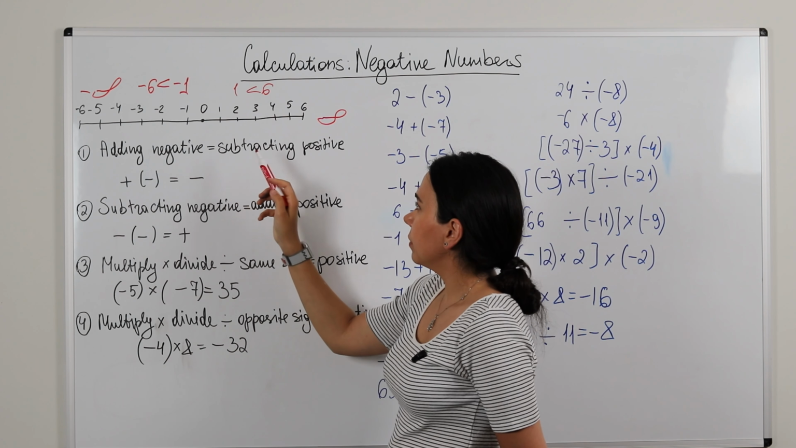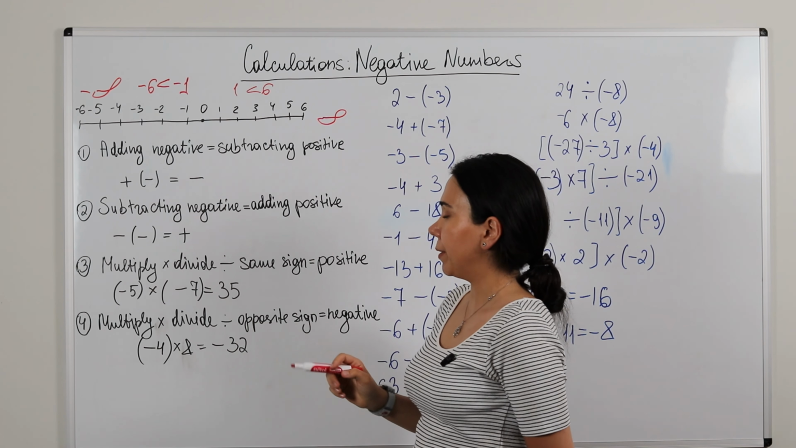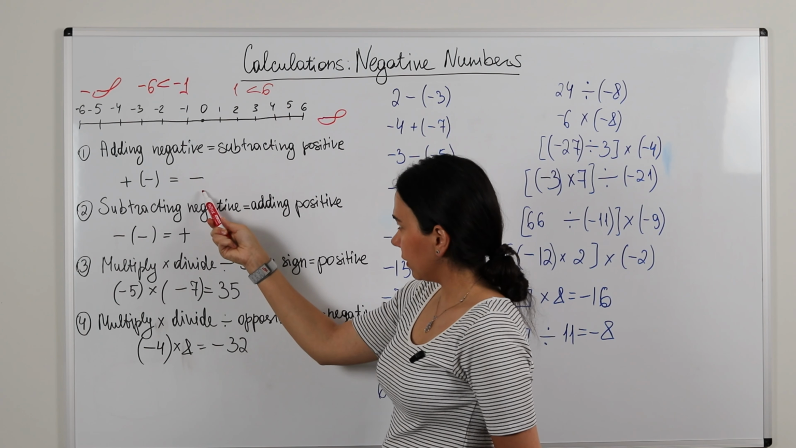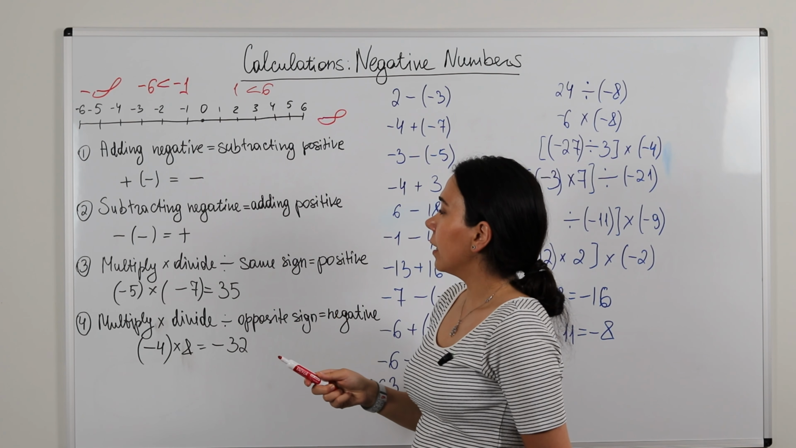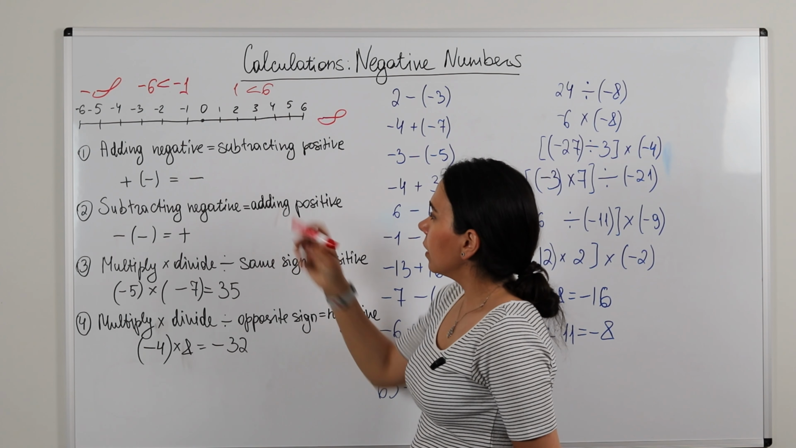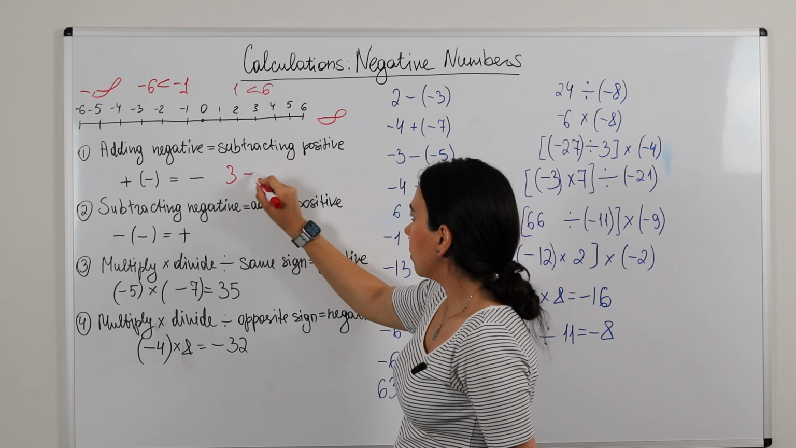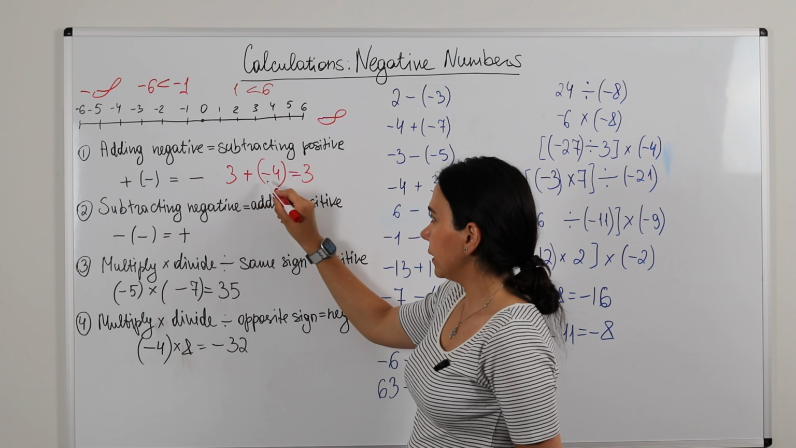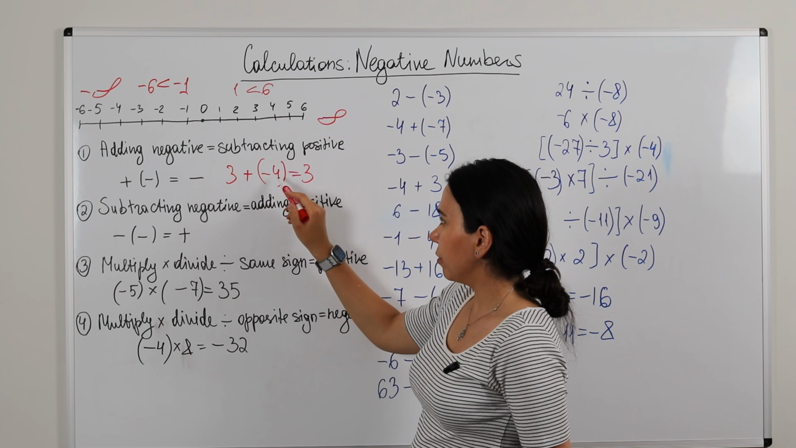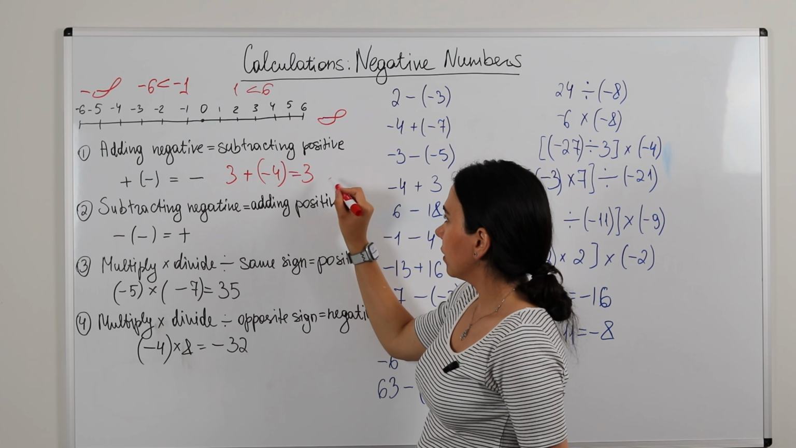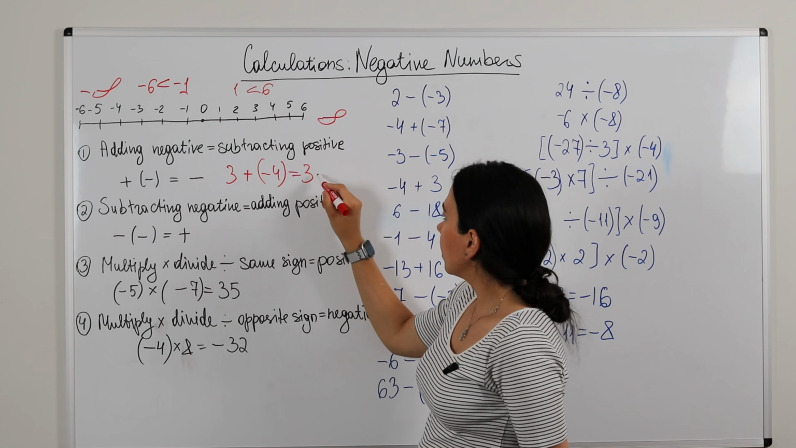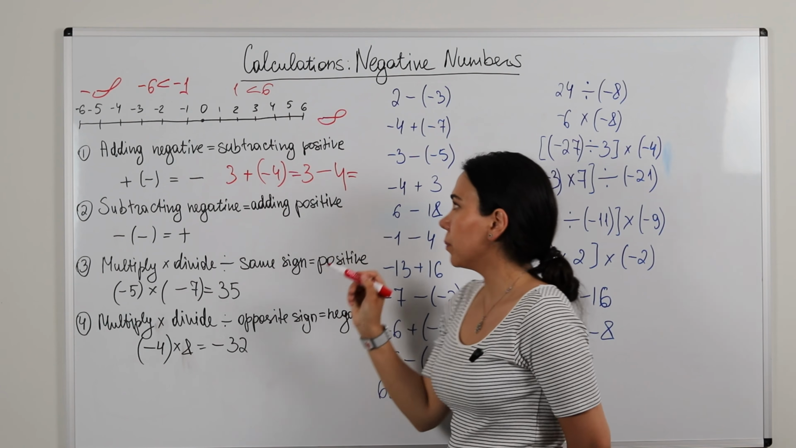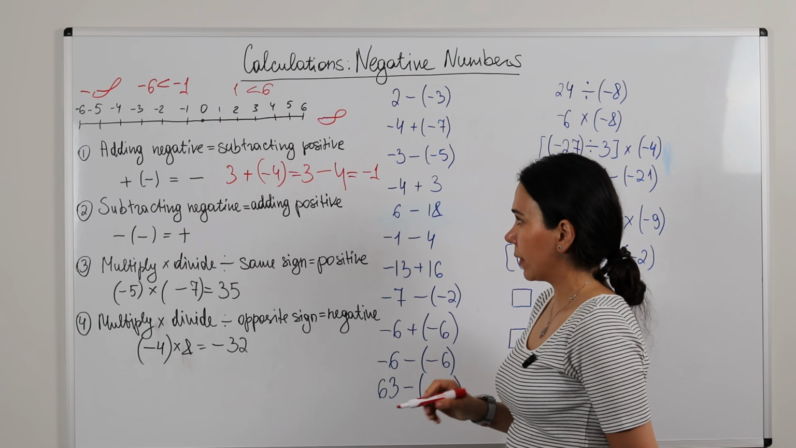Rule 1: adding negative equals subtracting positive. What does it mean? When you add a negative number, it's the same as subtracting a positive number. For example, 3 plus minus 4 equals 3 minus 4. Plus minus equals minus, which equals minus 1.